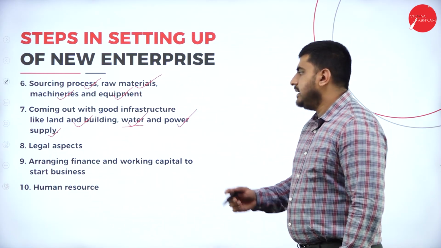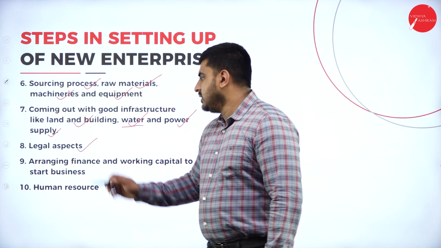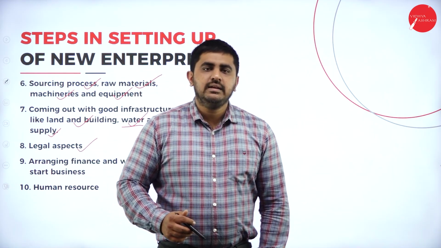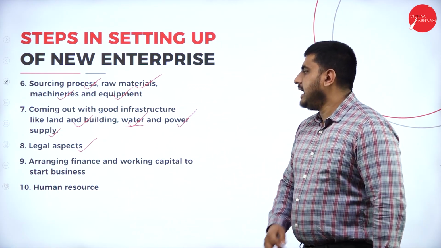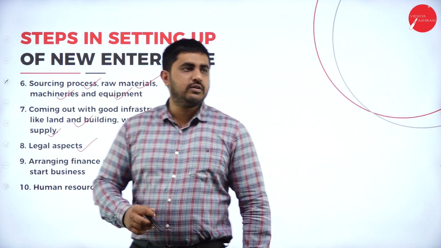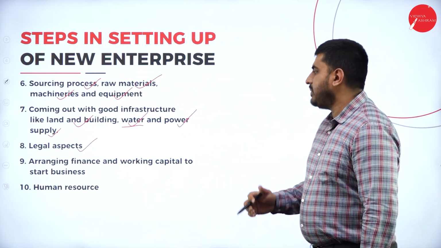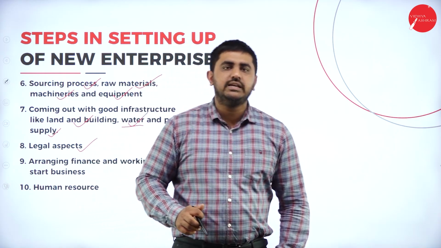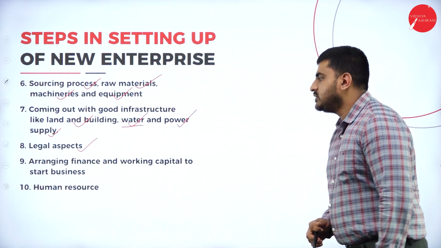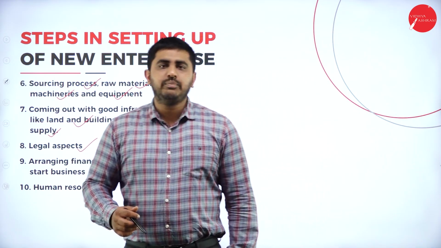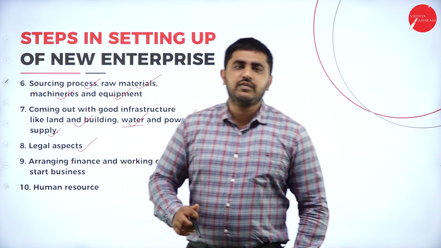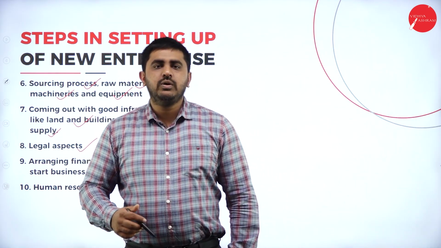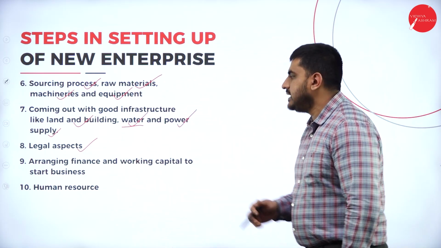So next, legal aspects. So now you have to get it registered, incorporated, you have to apply to the registrar, and after that, legal aspects, there are a lot of things which you have to follow. So basically what happens is, you have to file MOA and AOA, that is Memorandum of Association and Articles of Association, if you are going to start a company. So then you get Certificate of Commencement of Business and Certificate of Incorporation. Only then you can operate. So this is legal aspects.